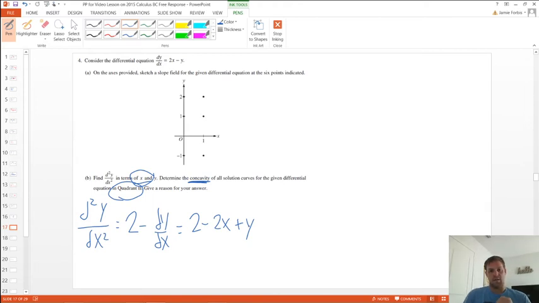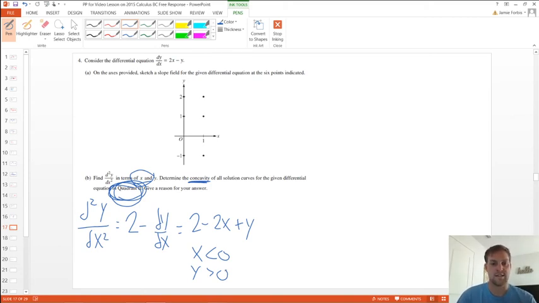Okay, now it's saying if I integrate that and I get a solution, no matter what the solution is, I'm in quadrant 2. What's the concavity always going to be? Okay, give a reason for your answer. Well, let's think about the special case of being in quadrant 2. That means that x is always going to be less than 0 and y is always going to be greater than 0. Okay.